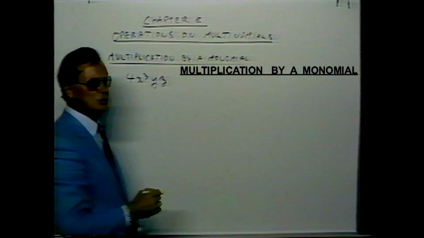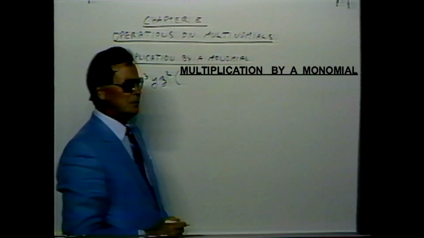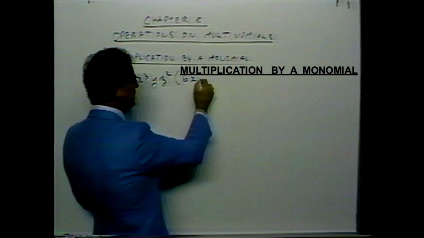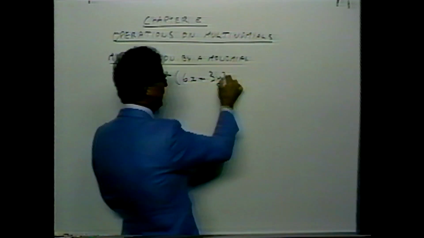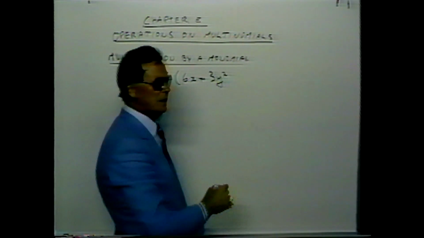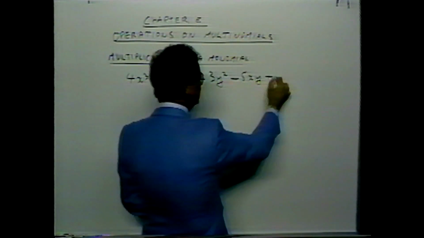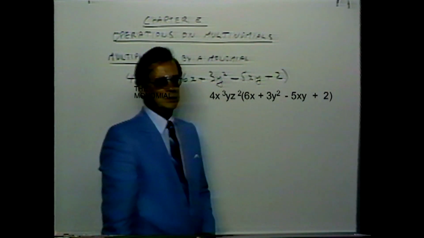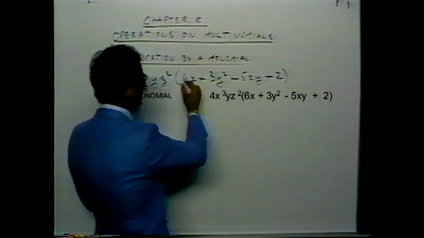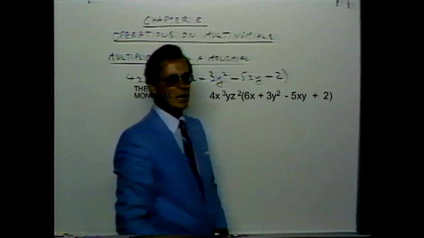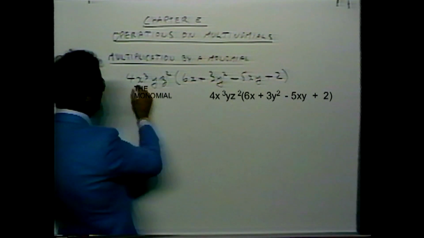Let's take 4x cubed y z squared multiplied by 6x plus 3y squared minus 5xy plus 2. There is no restriction regarding the number of terms in the expression within this set of brackets. Here the product is obtained as follows.